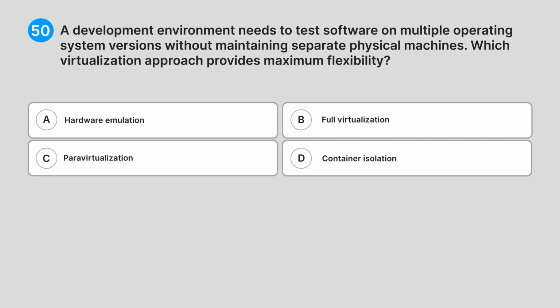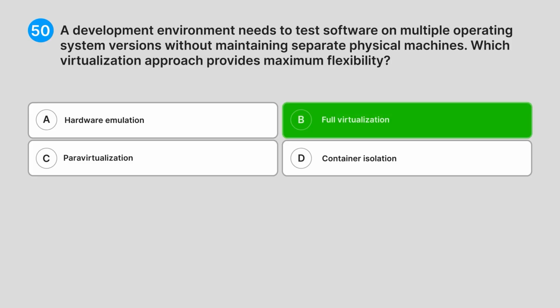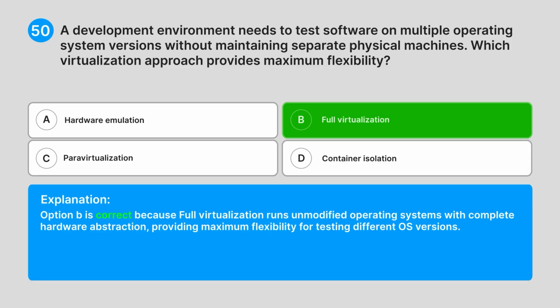Correct answer, B. Full virtualization. Explanation: option B is correct because full virtualization runs unmodified operating systems with complete hardware abstraction, providing maximum flexibility for testing different OS versions.